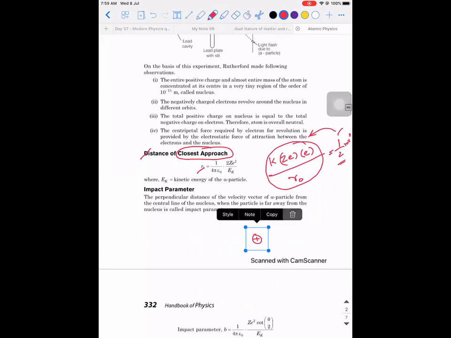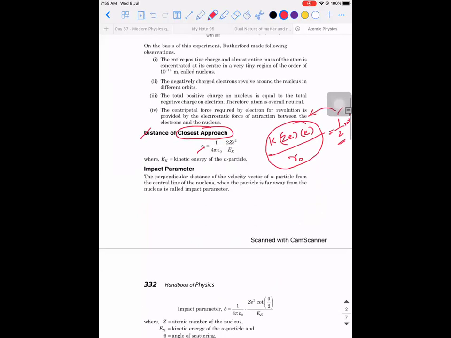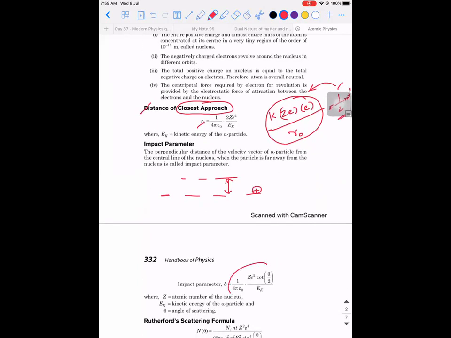Then you have this impact parameter. So what is this impact parameter? The perpendicular distance of the velocity vector of the alpha particle from the central line of the nucleus, when the particle is far away from the nucleus, is called the impact parameter. So if the nucleus is here, this is the central line, and this distance is what is called the impact parameter.